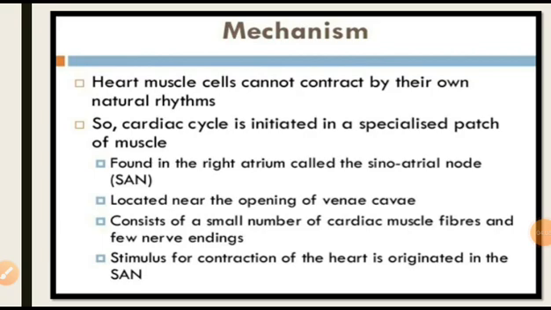Now let's see the mechanism, how the cardiac cycle works. Heart muscle cells cannot contract by their own natural rhythms. So the cardiac cycle is initiated in a specialized patch of muscles. What are they known as? The specialized patch of muscles found in the right atrium is called the sinoatrial node, or the SAN. It is located near the opening of the vena cava and consists of a small number of cardiac muscle fibers and few nerve endings. So the stimulus for contraction of the heart is generated in the SAN.